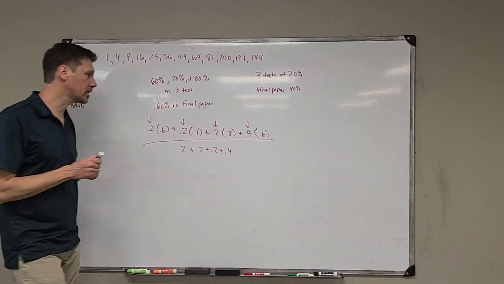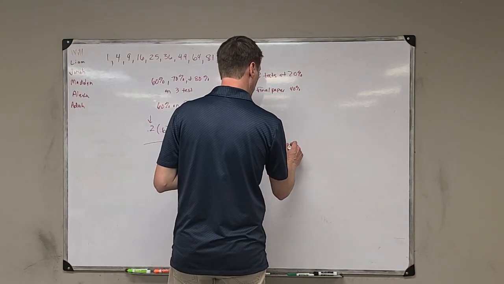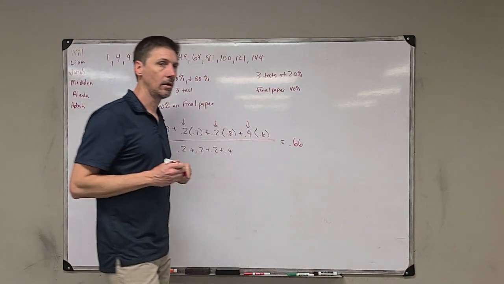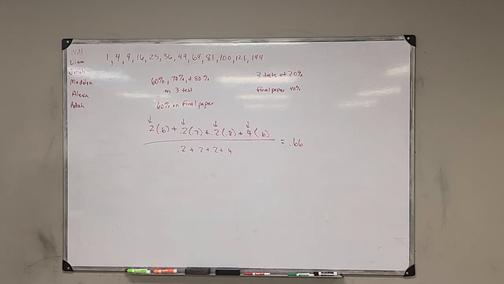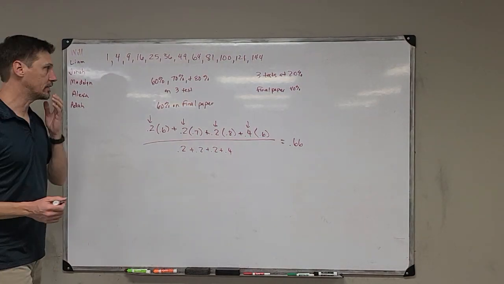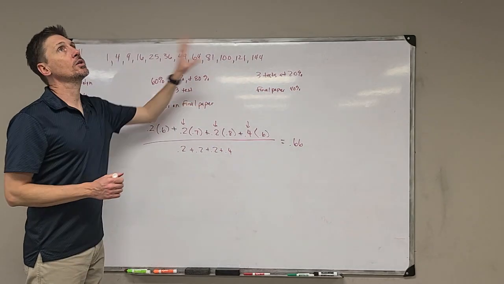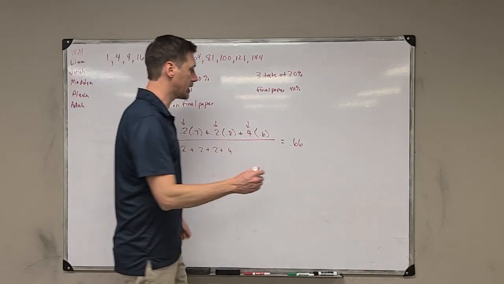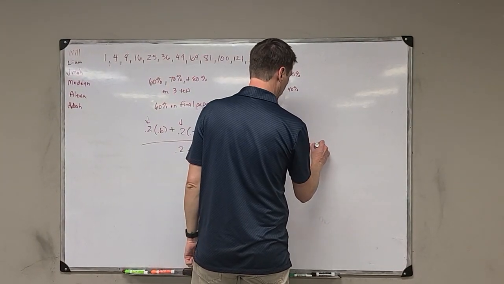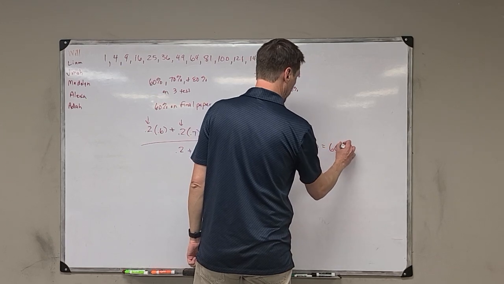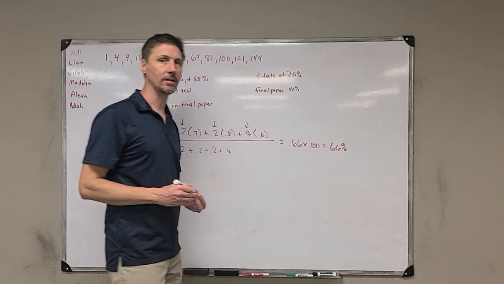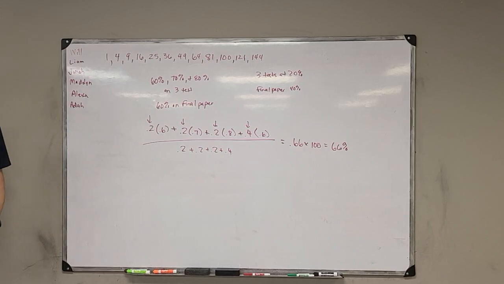So if you punch this in your calculator, you're going to get a value of 0.66. And so if we want to know what the weighted average is, since our initial problem was all in percentages, then we'll multiply this times 100 to get the final value. And so the final value would have been 66%. Bummer, he failed this class.